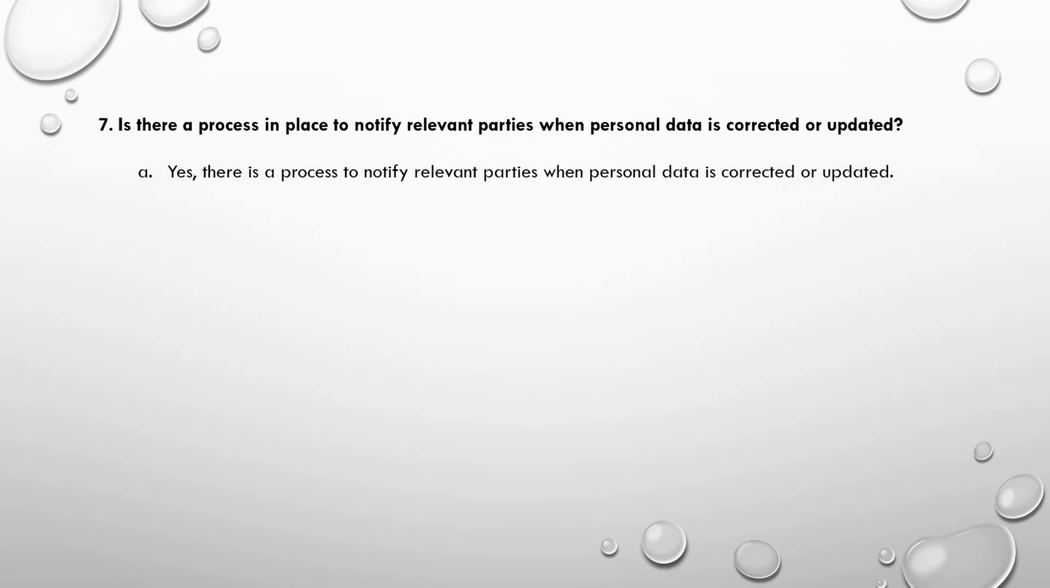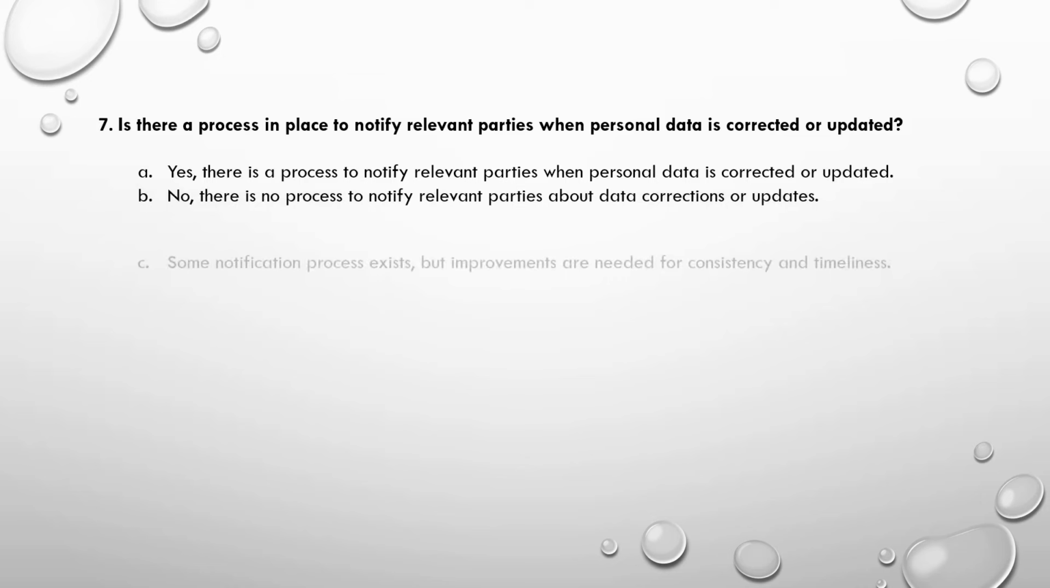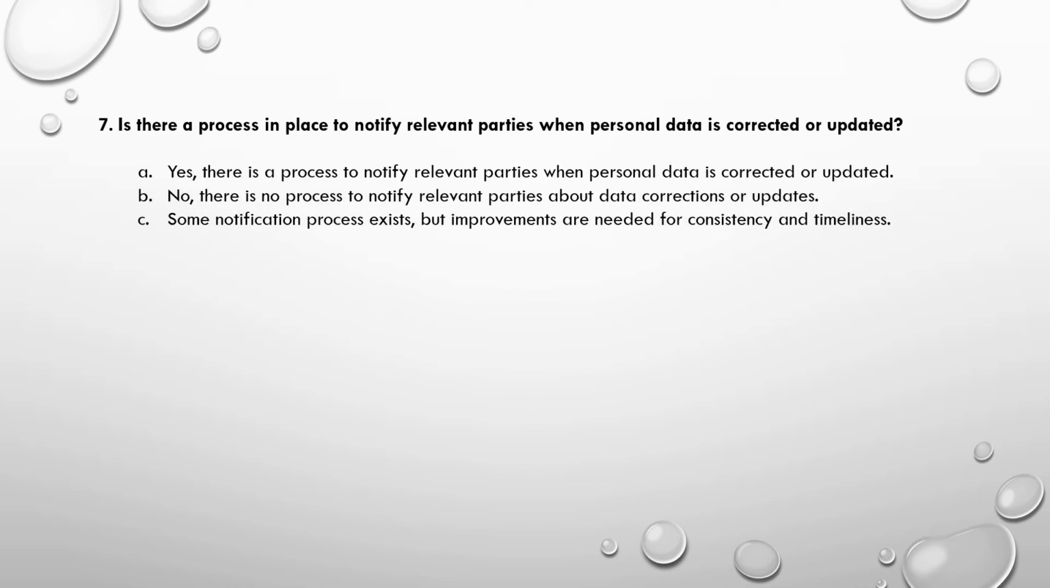Option A, there is a process to notify relevant parties when personal data is corrected or updated. Option B, no, there is no process to notify relevant parties about data corrections or updates. Option C, some notification process exists, but improvements are needed for consistency and timeliness. Option D, notification process for data corrections or updates has not been assessed.